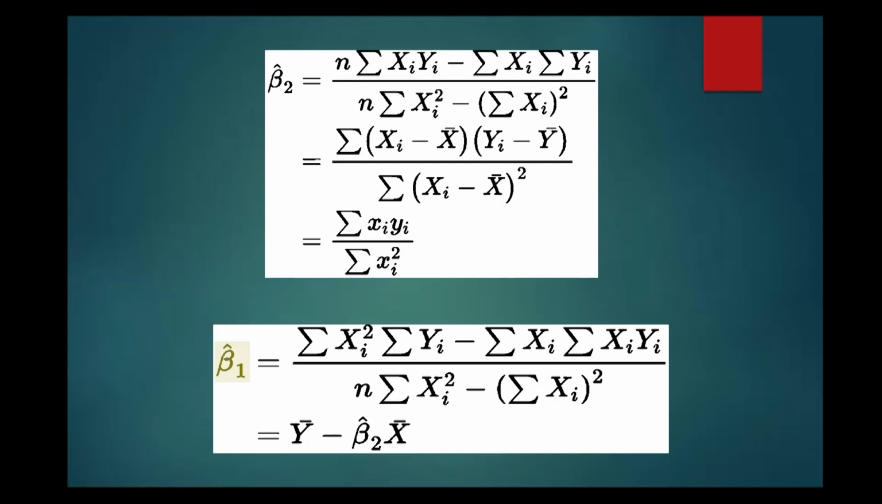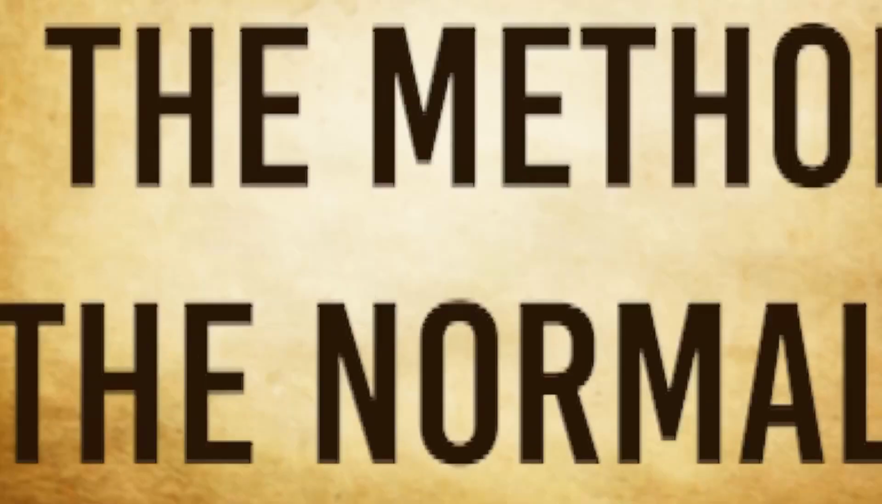Similarly, we have the expression of beta 1 hat. When we go for beta 1 hat, we multiply by xi squared in the numerator, and in the denominator we also get the expression of the variance, and from there, by dividing by n, the number of observations, we get y bar, and then we have minus beta 2 hat x bar. So this is the expression of the slope coefficient, beta 2 hat, and this is the expression of the intercept coefficient, beta 1 hat.